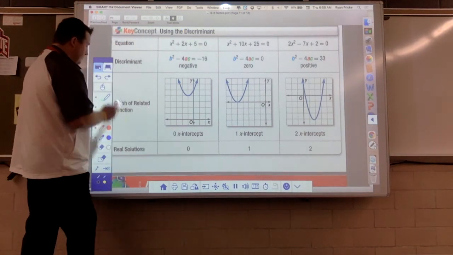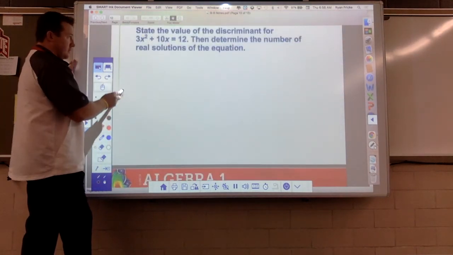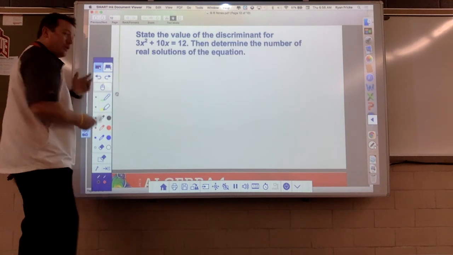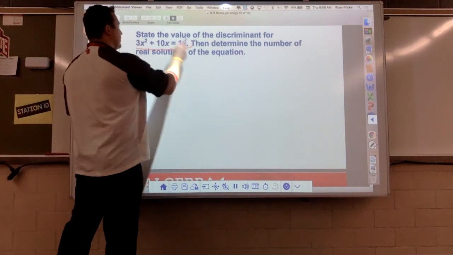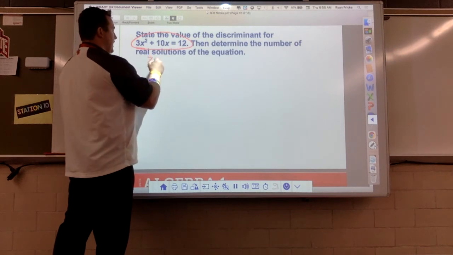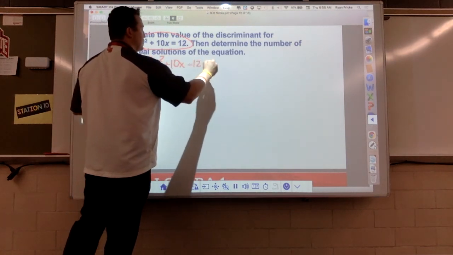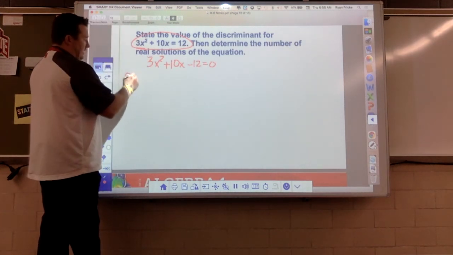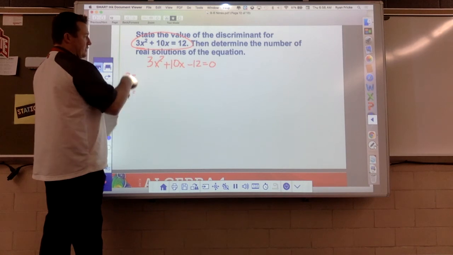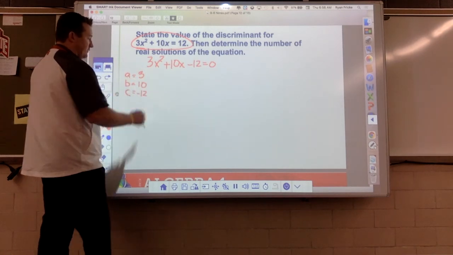So let's see this in action, guys. Sometimes they're just going to ask us questions like, how many solutions would this equation have? We don't even have to find them. How great is that? So here we go. So 3x squared. Again, do what we've always done: move everybody to one side. Identify A and B. Again, we're not going to use C here, but we can. So A is 3, B is 10, C is negative 12.